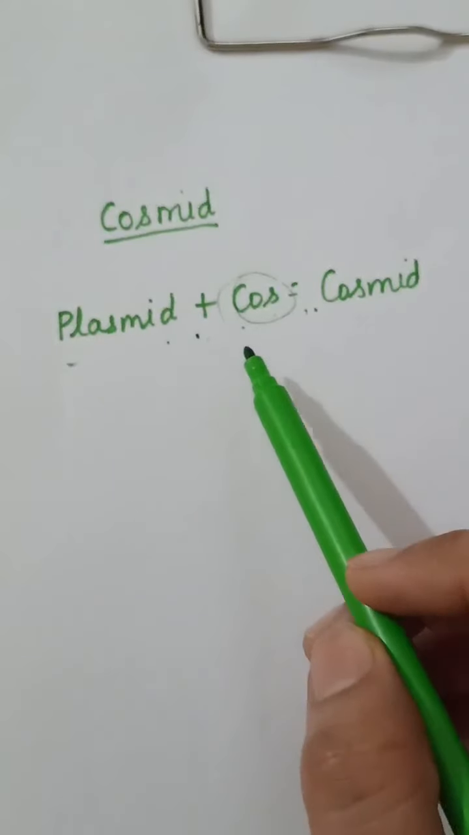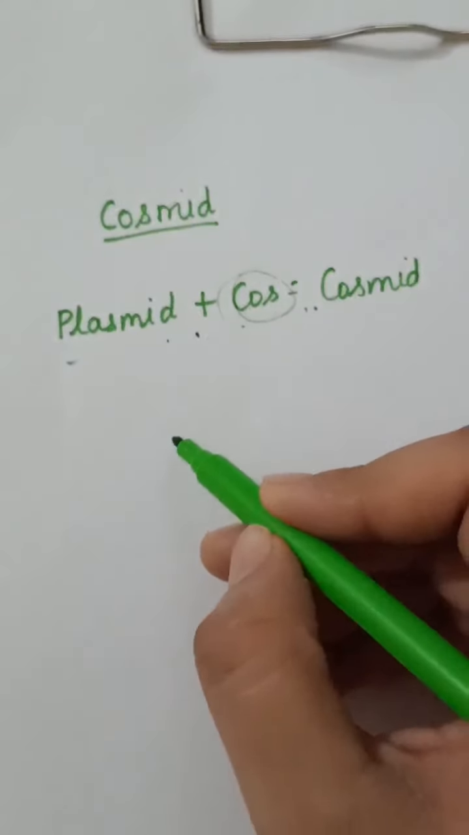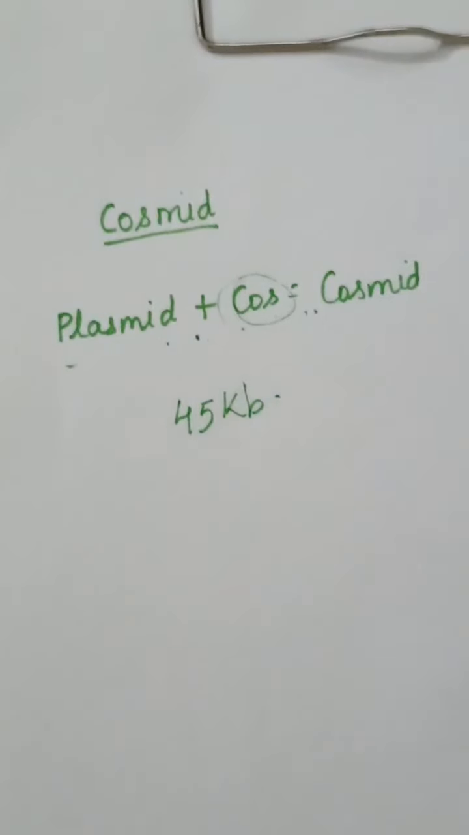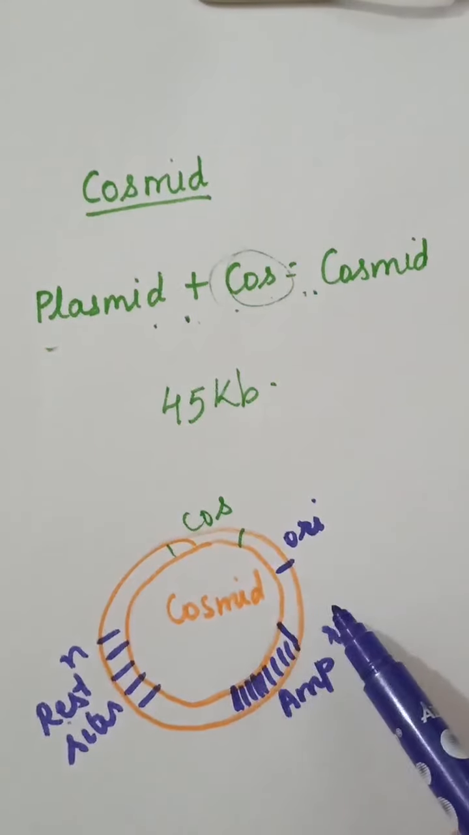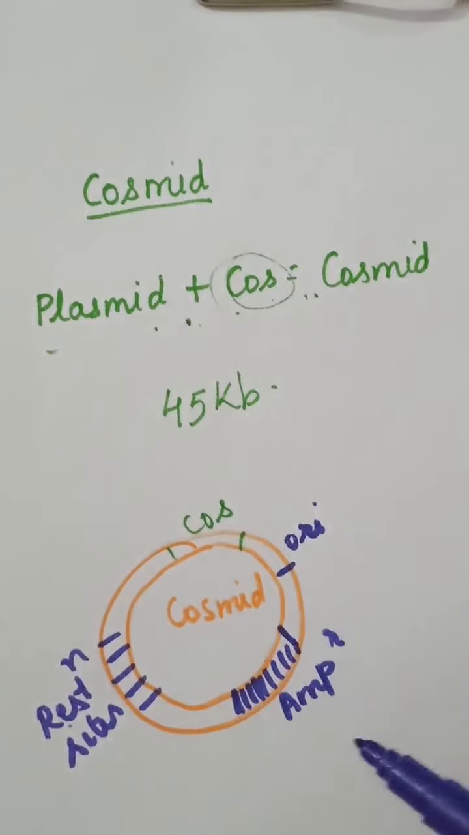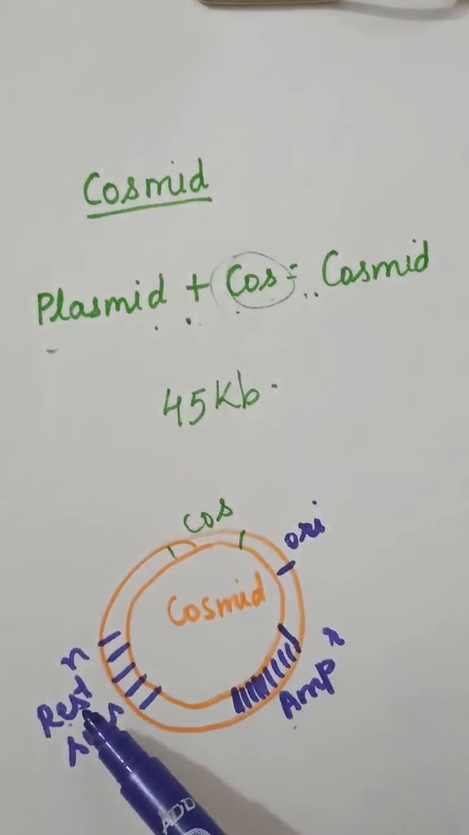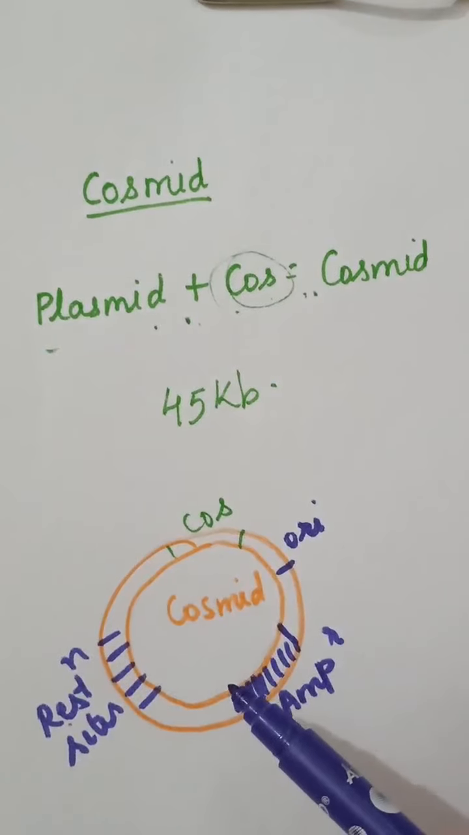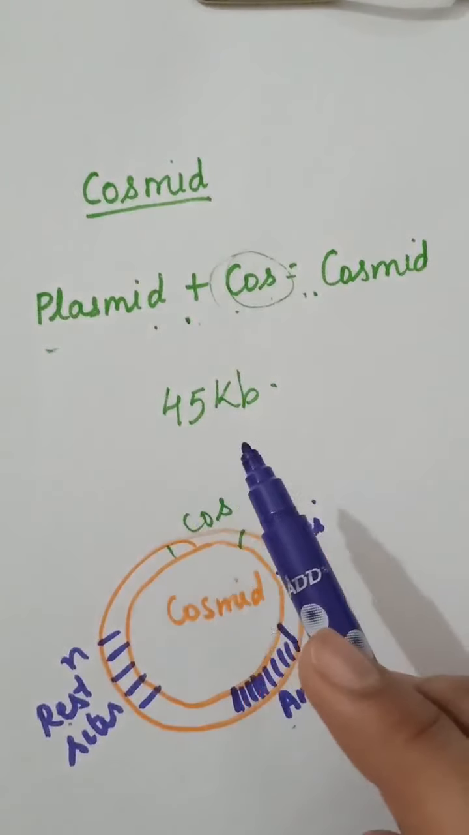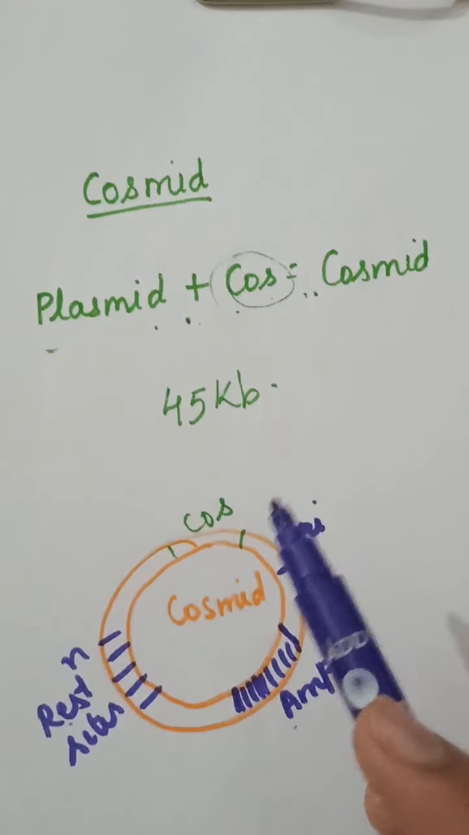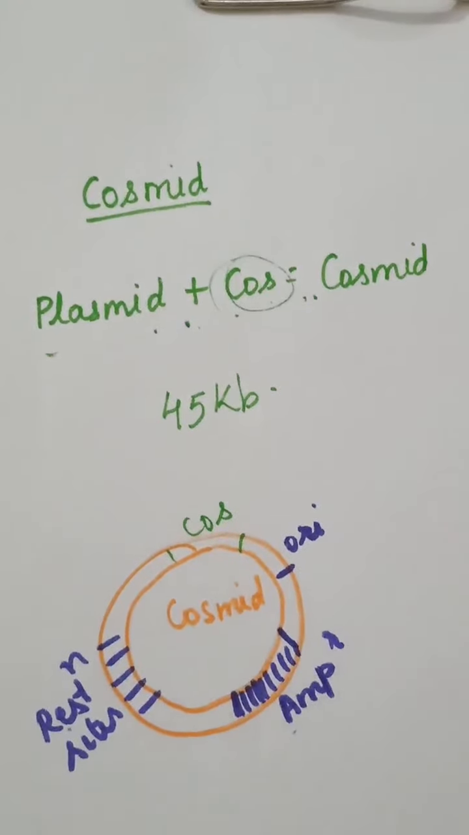The upper limit of foreign DNA to be packed into this plasmid is 45 kb. So finally, a cosmid vector has a cos site, ORI region, ampicillin resistance gene, as well as restriction sites for various enzymes, and up to 45 kilobases of foreign DNA can be packed into this cosmid.